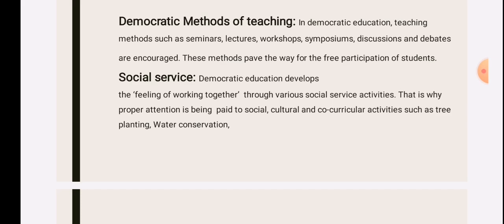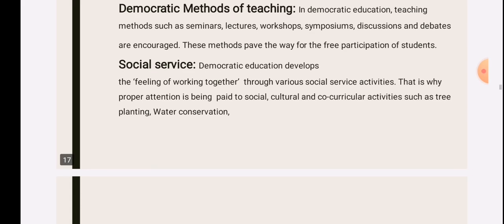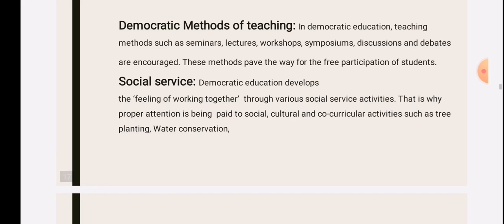Democratic method of teaching means that in a democratic society, each and everyone has the right to express their thoughts. So the seminar, workshop, and debate are some of the good methods for expressing our ideas and thoughts. So freedom of expression is much greater in the democratic method of teaching.